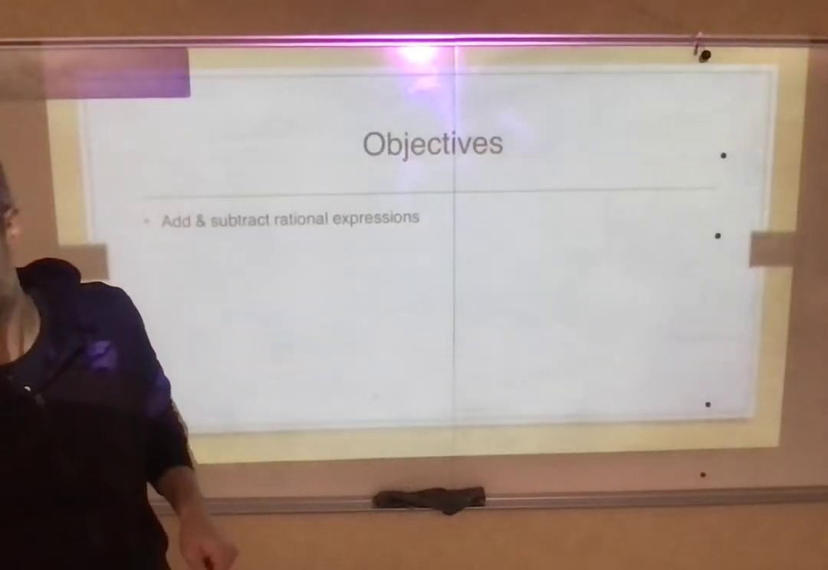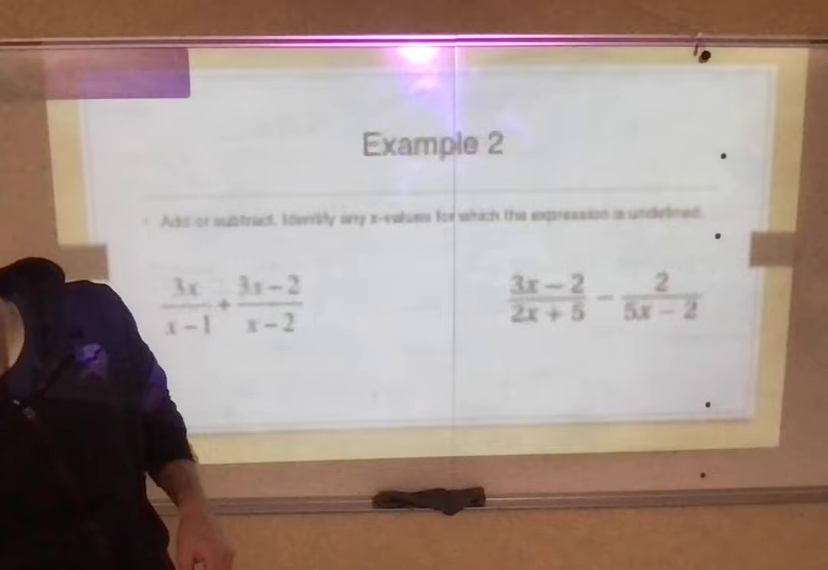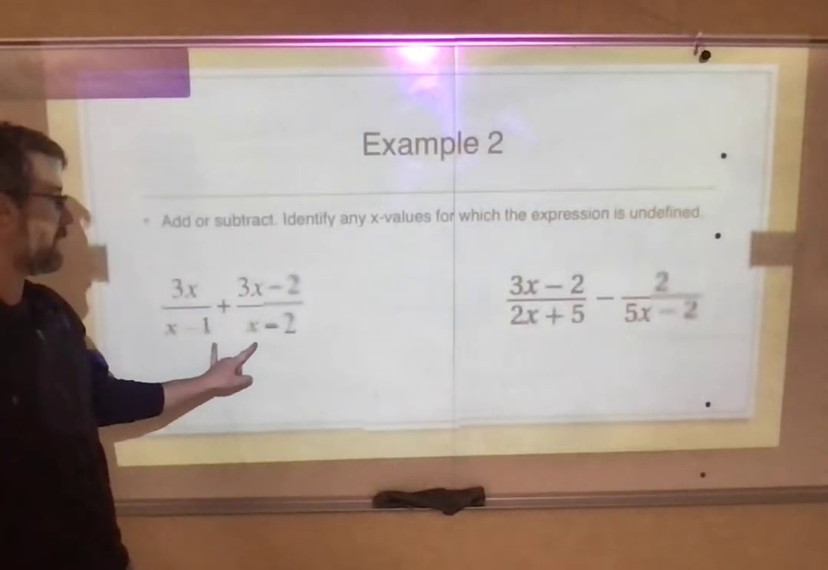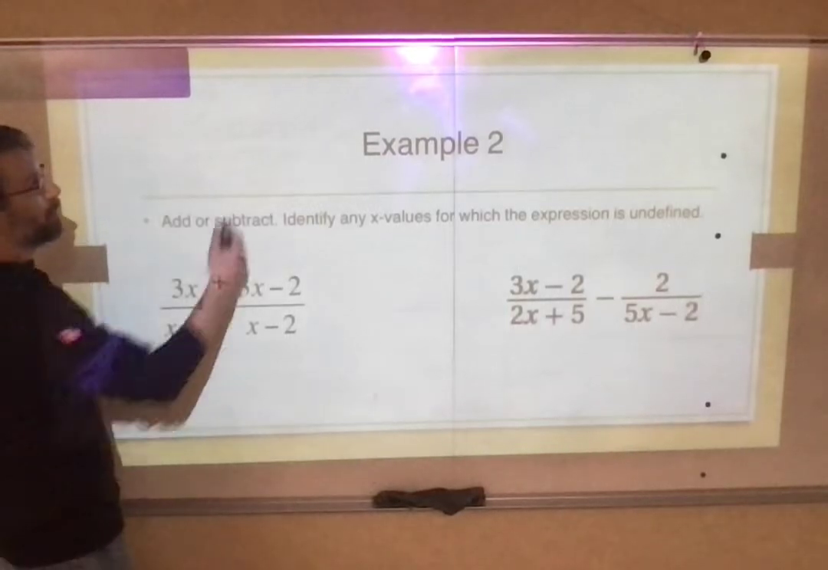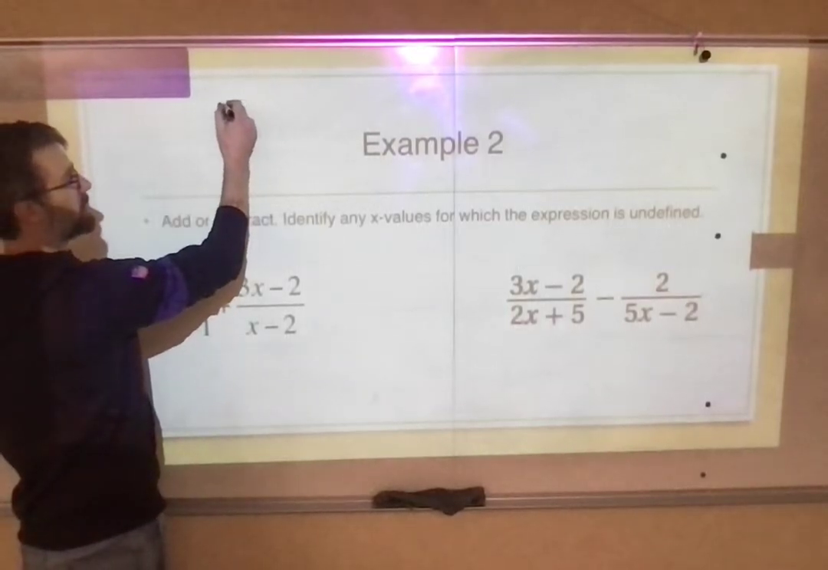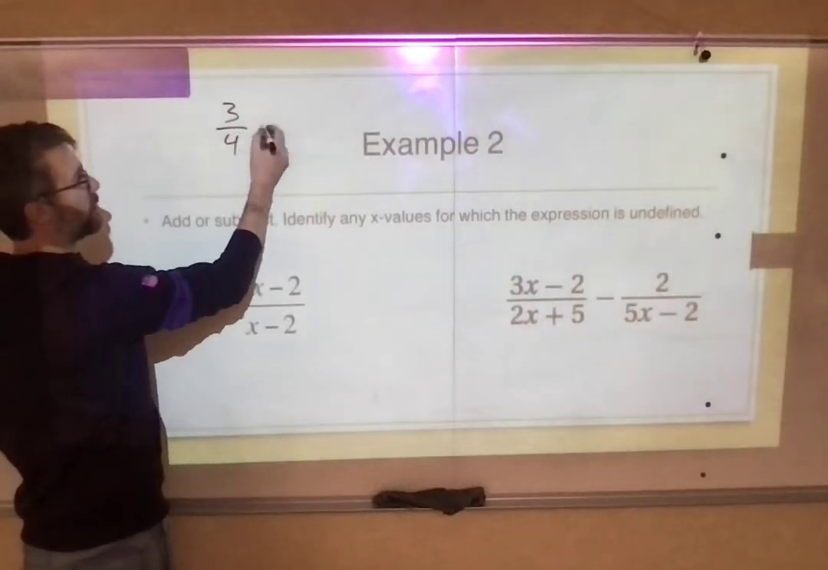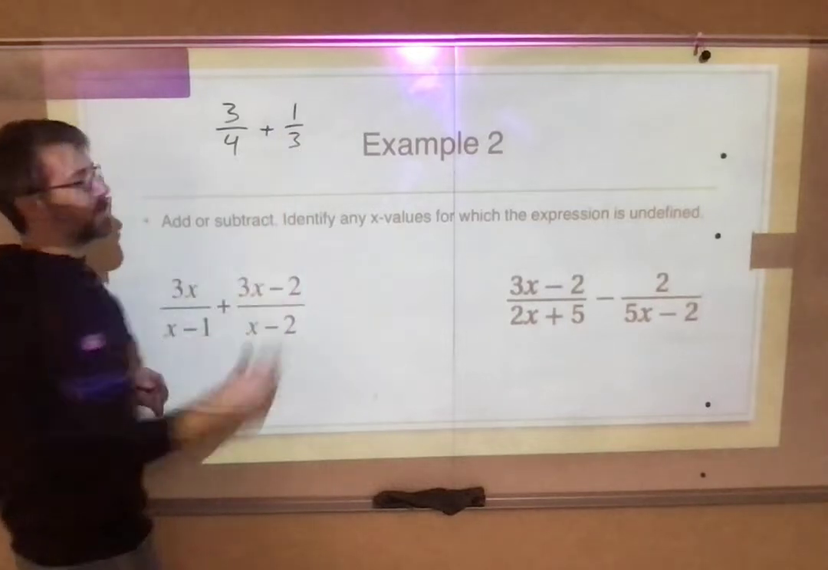So in this case, the rational expressions we're going to be adding do not have a common denominator and they don't share any common factors. They're not factorable at all in this case. So what this is really going to be similar to is if I were adding two fractions like this, let's say 3/4 plus 1/3, okay?